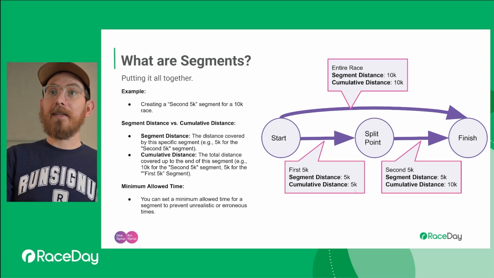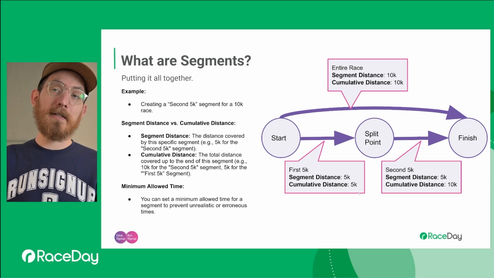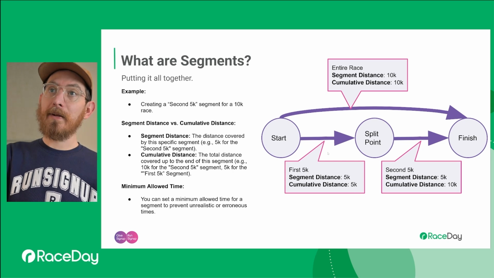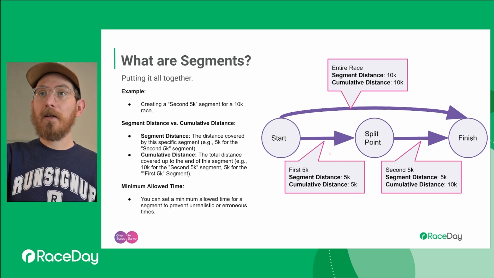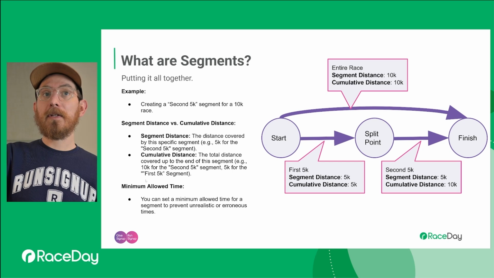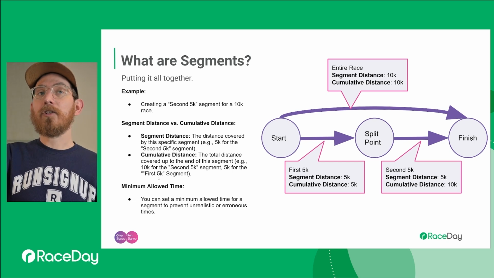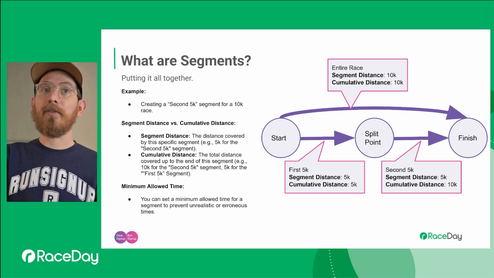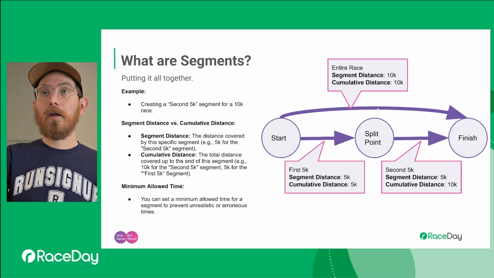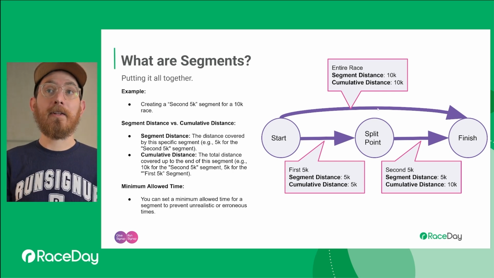So basically, the segment and cumulative distance are a little bit different, but for the first segment of the race, they will be exactly the same. Because what they are is the cumulative is the entire total distance they have covered for the whole race up to this point. So for the first segment, they're always going to be the same.